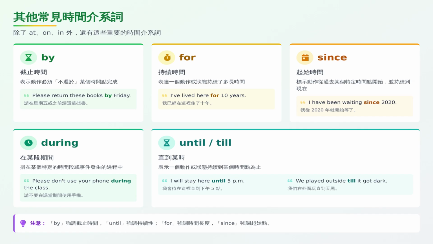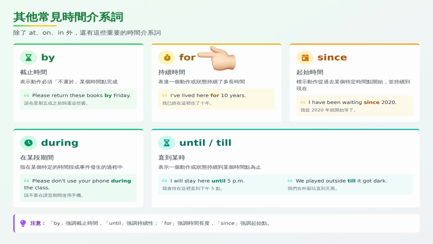In addition to at, on, and in, there are other important time prepositions. By, deadline, indicates that an action must be completed no later than a certain time. Please return these books by Friday. Please return these books on or before Friday.